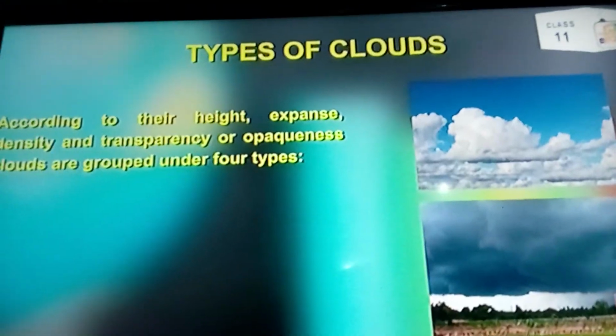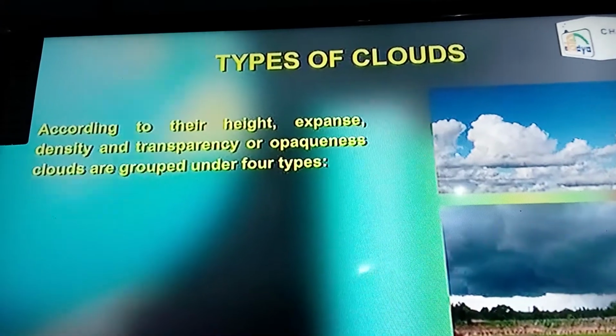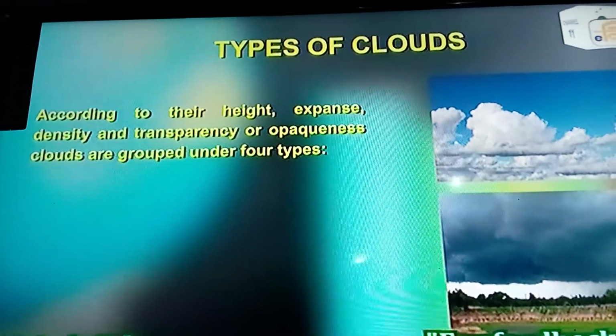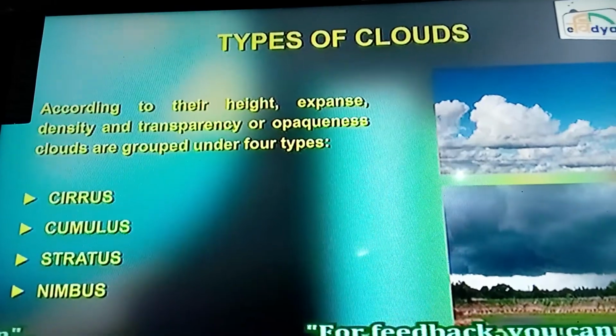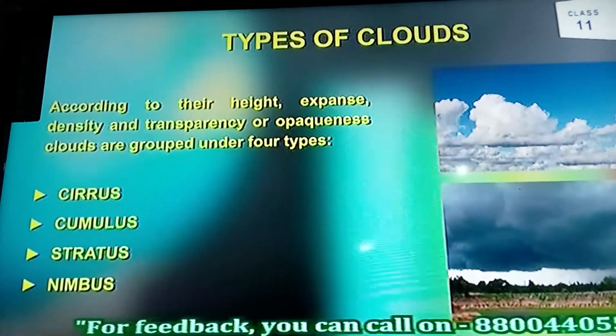Try to see all these clouds in the sky and identify along with me what the names given to these clouds are. According to the height, expanse, density, transparency or opaqueness, the clouds are grouped into various categories: cirrus, cumulus, stratus and nimbus.